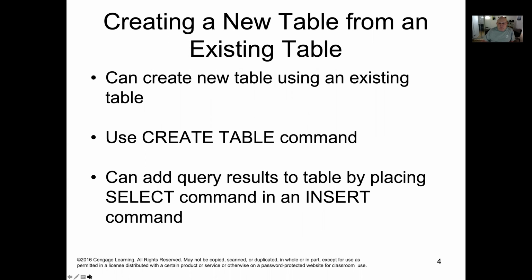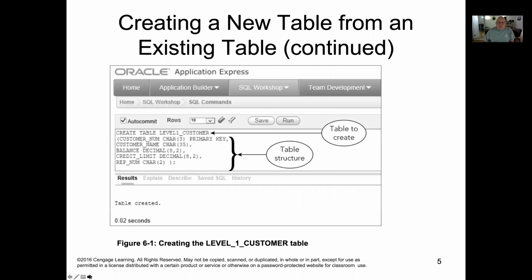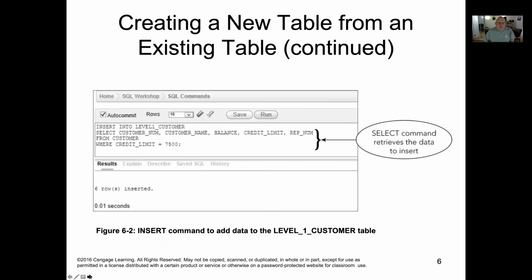So how do you create a new table from an existing table? The command you're going to use is called the create table command. You're going to add query results to the table by placing the select command and the insert command. Here's an example from using Oracle to write the SQL command. We're using the insert command to add data to the table.